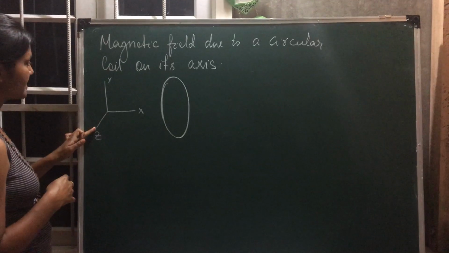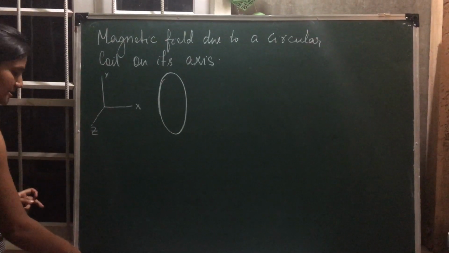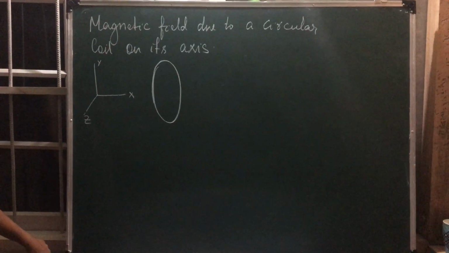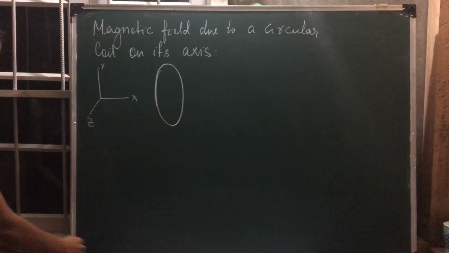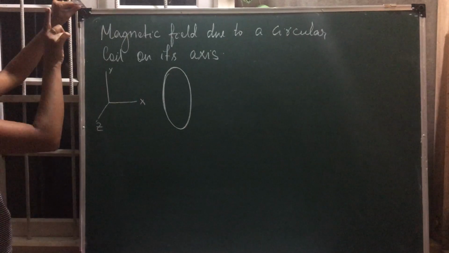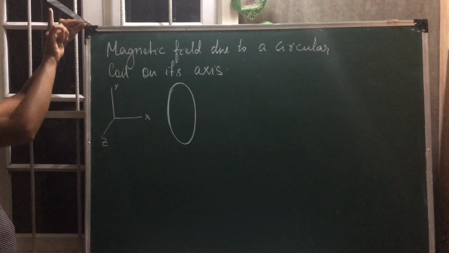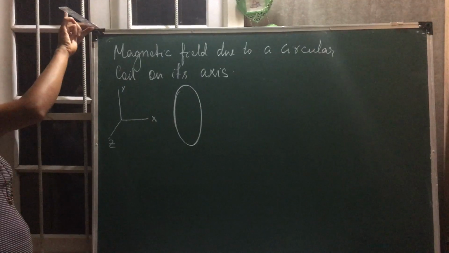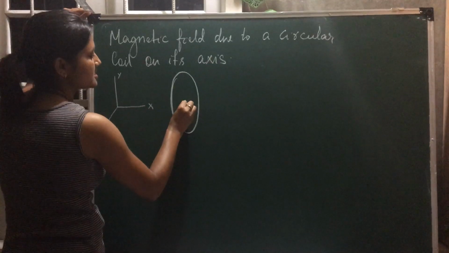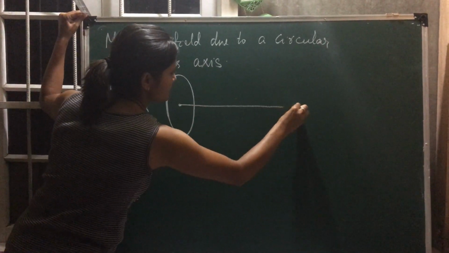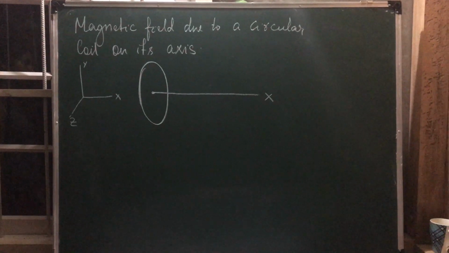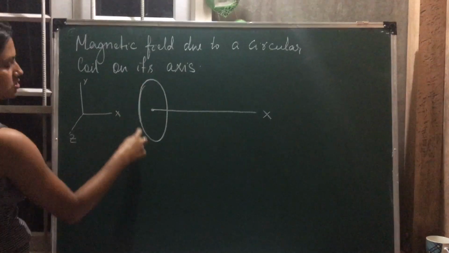When I say YZ plane, this is Y and this is Z, right? Isn't it? This is Y, this is Z, and the circular loop is existing in the YZ plane. Then the axis perpendicular to it is what? This is the x-axis. This is the one I meant to say. Now, YZ plane I cannot show it here.